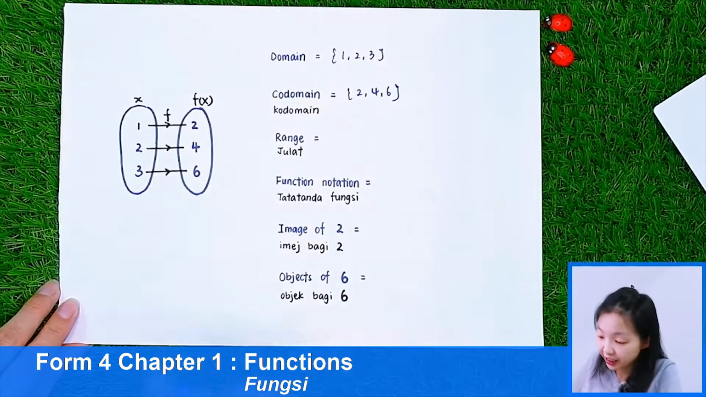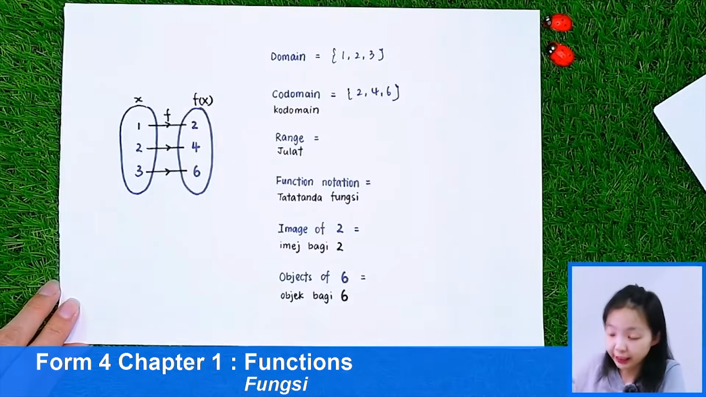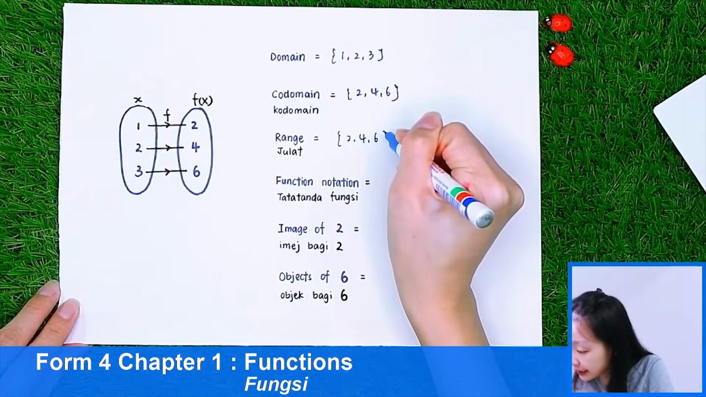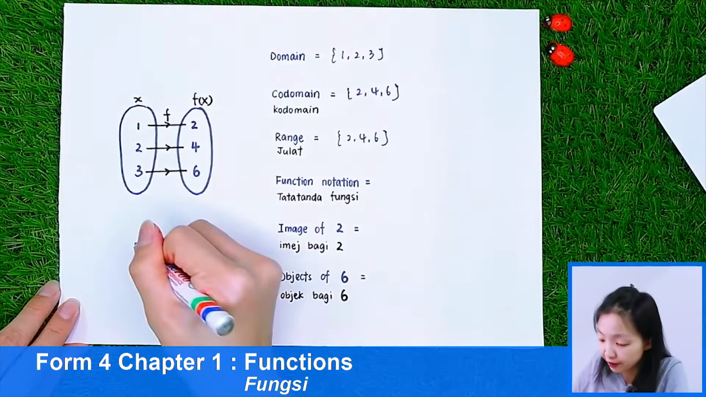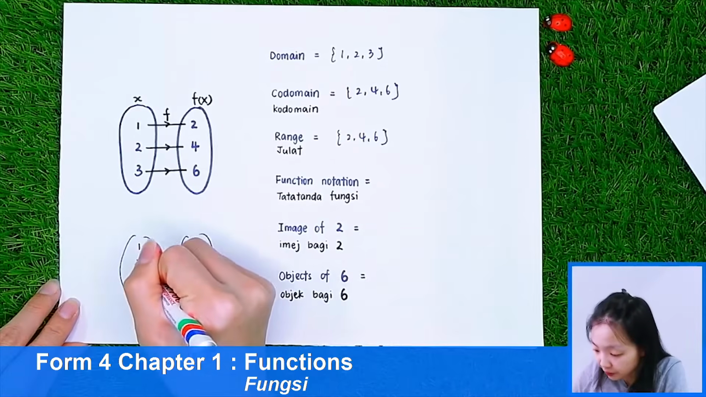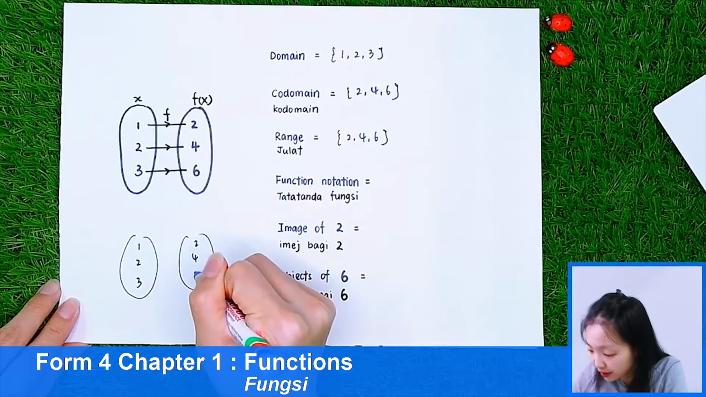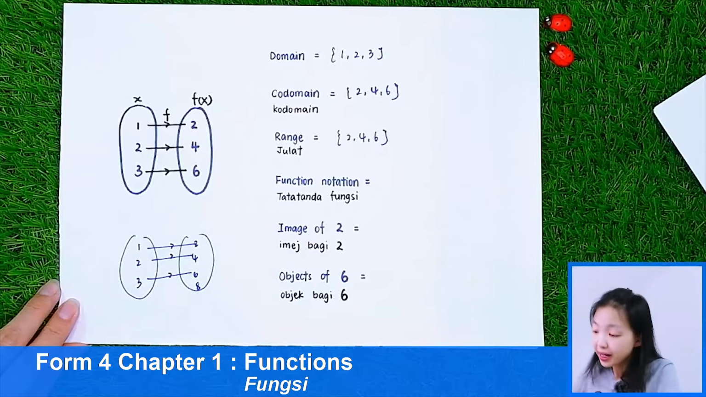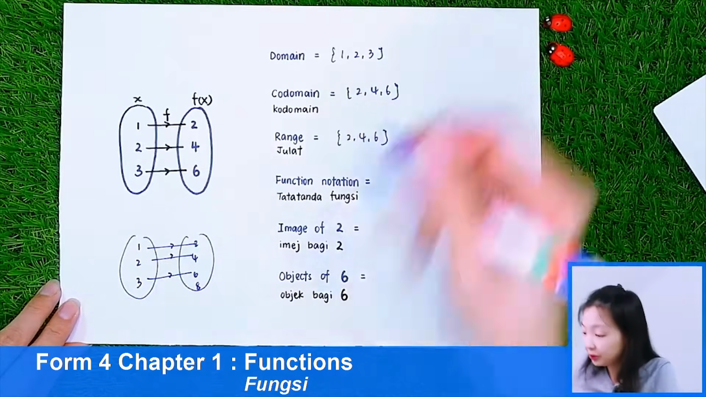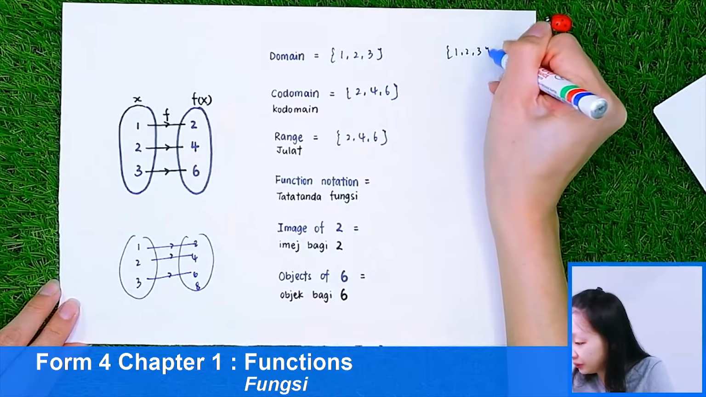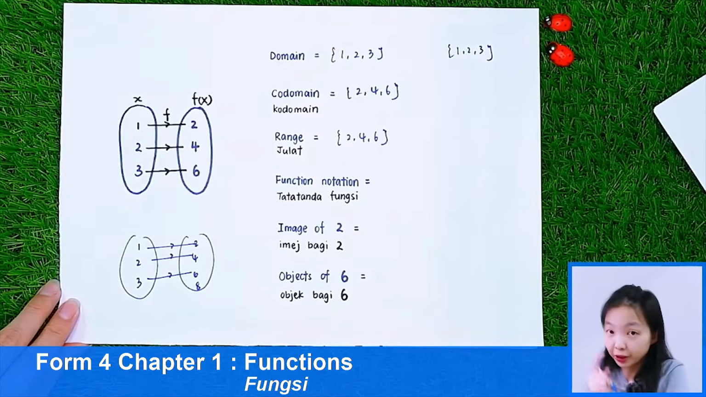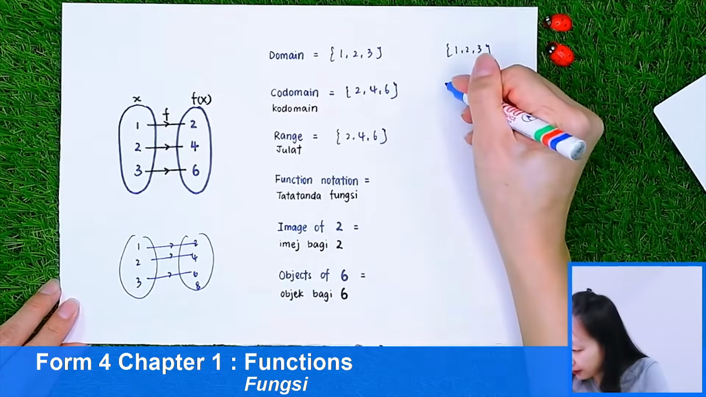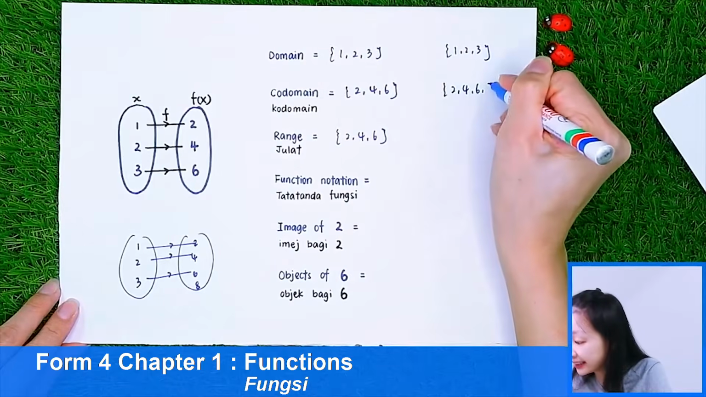How about the range? Range is all the numbers that have a relation with the domain. So it will be 2, 4, 6. Let me give you an extra example. Let's say 1, 2, 3 mapping to 2, 4, 6, 8. What is the domain? 1, 2, 3, still the same. How about the codomain? Codomain is all the numbers in this circle. So it will be 2, 4, 6, 8.